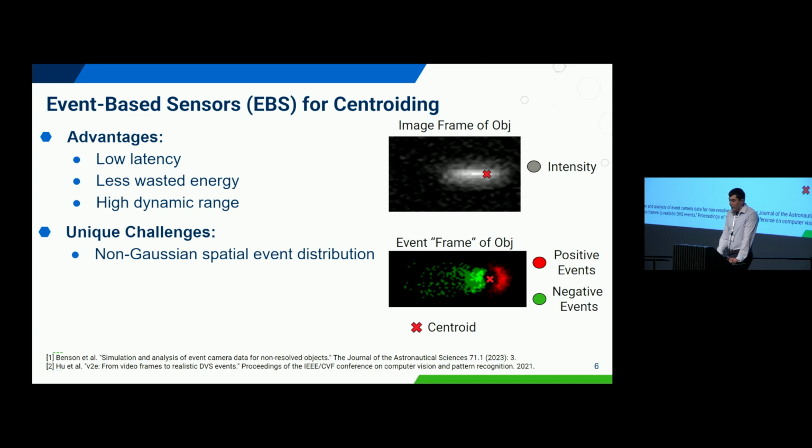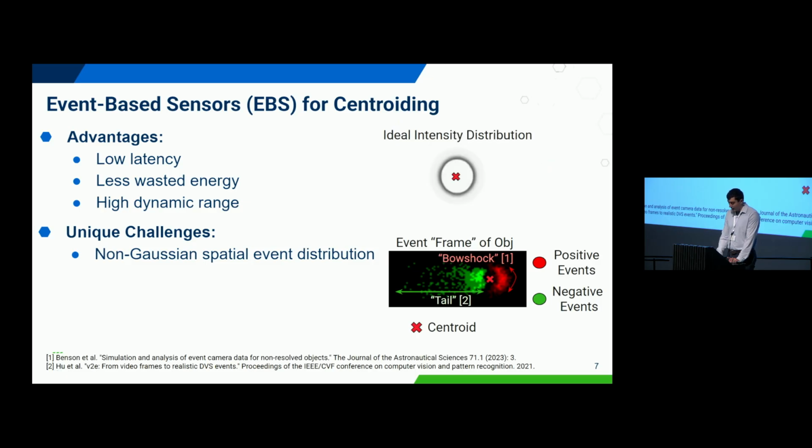However, there are some unique challenges in implementing old centroiding techniques for intensity images on this new event-based domain. The biggest reason is the non-Gaussian distribution of the positive and negative events, where we have this so-called bow shock of positive events and a long negative event tail. This is a problem because many of the previous centroiding techniques assume an ideal Gaussian intensity distribution of the object, which this clearly is not.